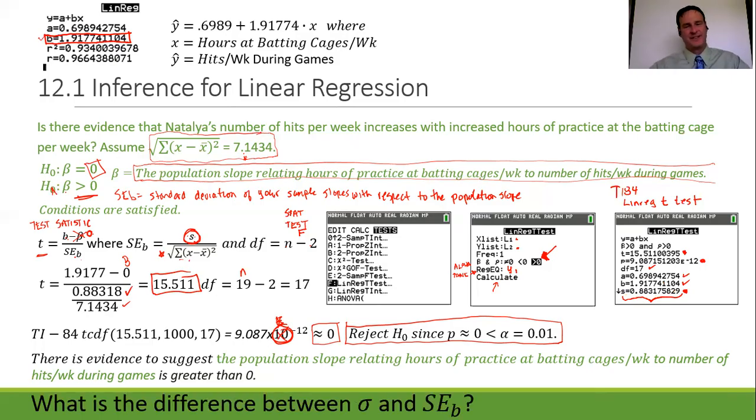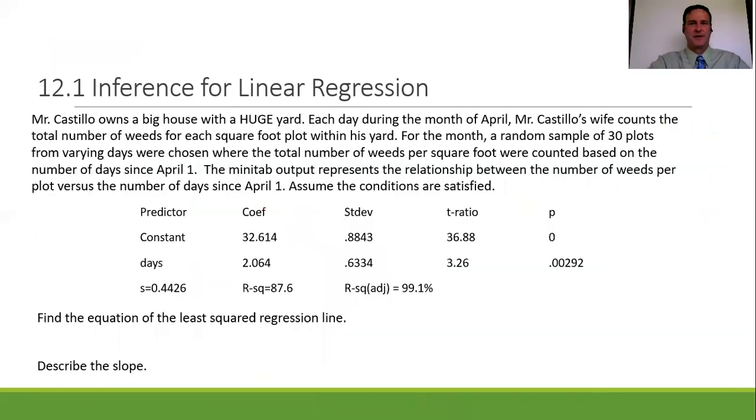All right, last question is this, and we talked about both of these. What is the difference between sigma and SEB? Remember, sigma is the standard deviation of your residuals. And then remember, SEB is the standard error for your slope. So when you consider all the little b's that you can get from samples of size 19, it's about how far on average those are from your true b, say your true b, but your beta. All right. If there's nothing else, we'll move on to our second problem.